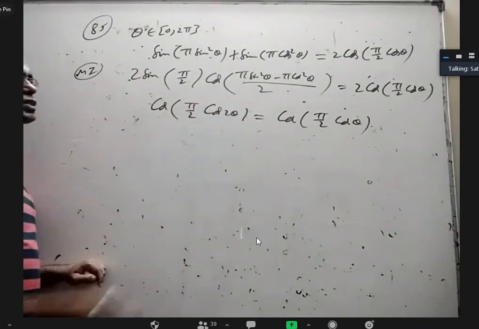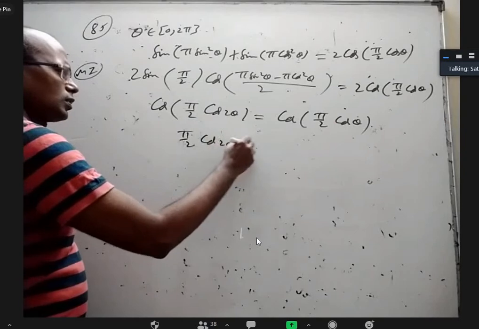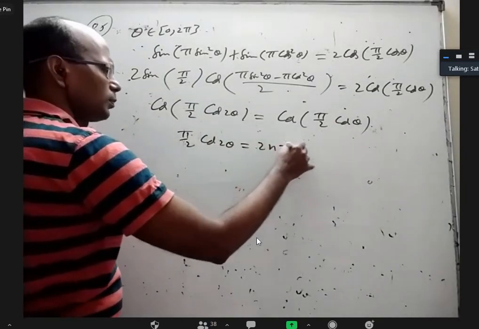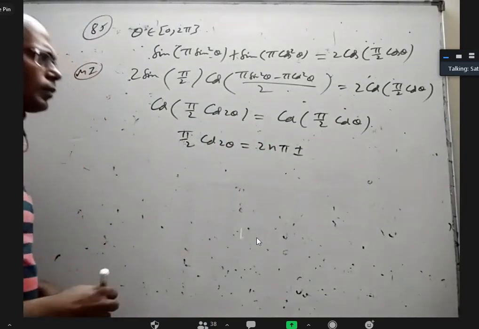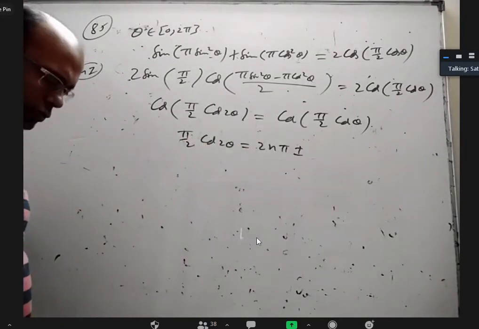Cos A equal to cos B. So pi by 2 cos 2 theta is equal to 2n pi plus or minus. That is one thing, or I can bring this side and apply transformations, which is better for me.